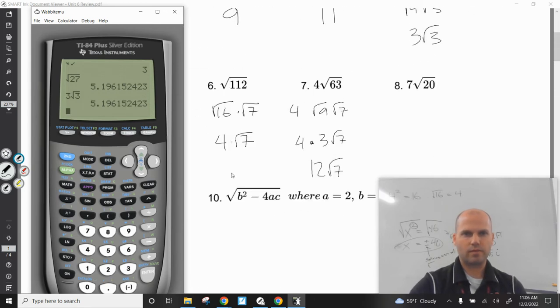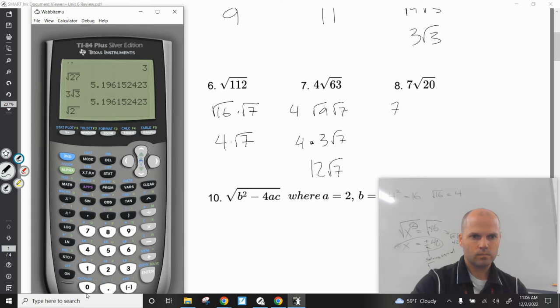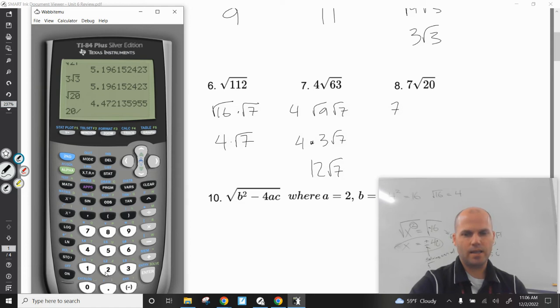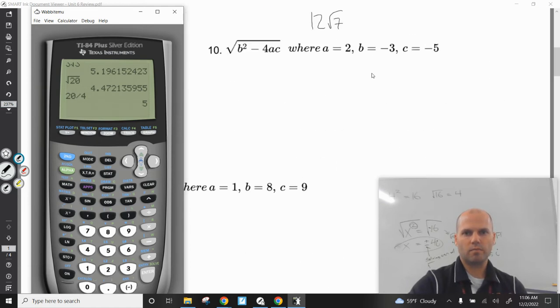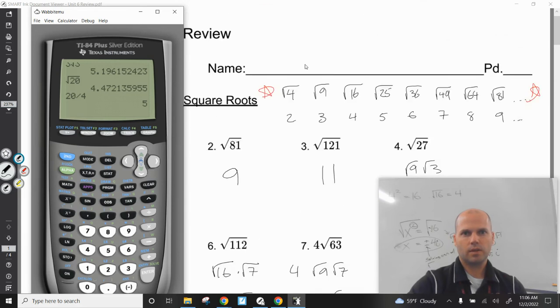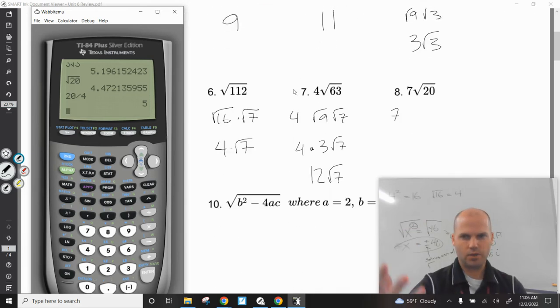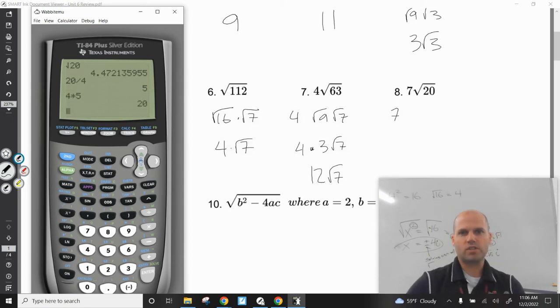And then 7 root 20. The 7's still there. I can't take the square root of 20. I can take 20 and divide it by 4. 4 is one of my perfect squares. Right there. Keep that list with you. I might rewrite it, but I might not. 4 times 5 is 20. Root 4, root 5 is root 20. The square root of 4 is just 2. 7 times 2 is 14.